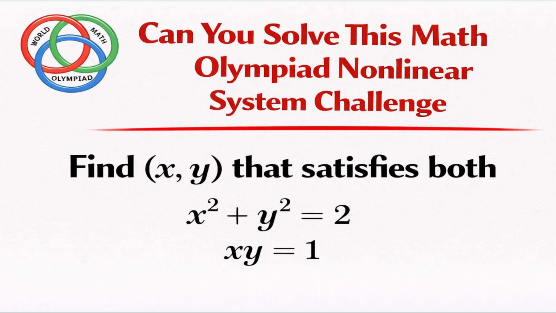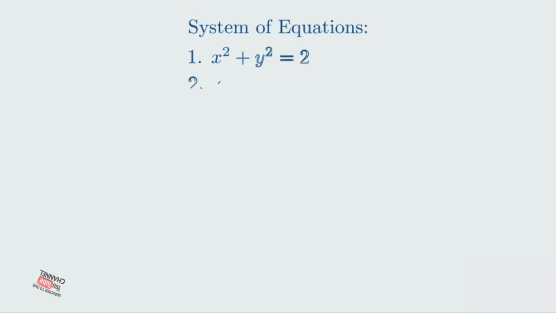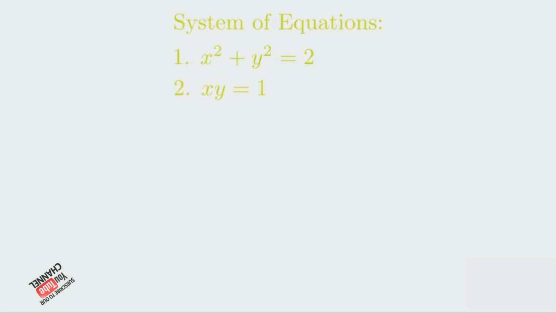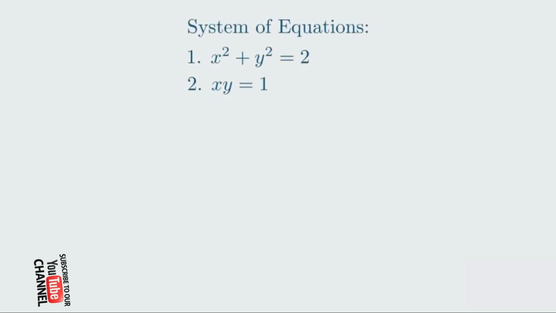Welcome. In this video, we'll walk through a classic example of solving a system of nonlinear equations. The system we're going to tackle is the equation x squared plus y squared equals 2 and the equation x times y equals 1. By the end of this lesson, you will be able to solve for the values of x and y that satisfy both of these equations simultaneously.